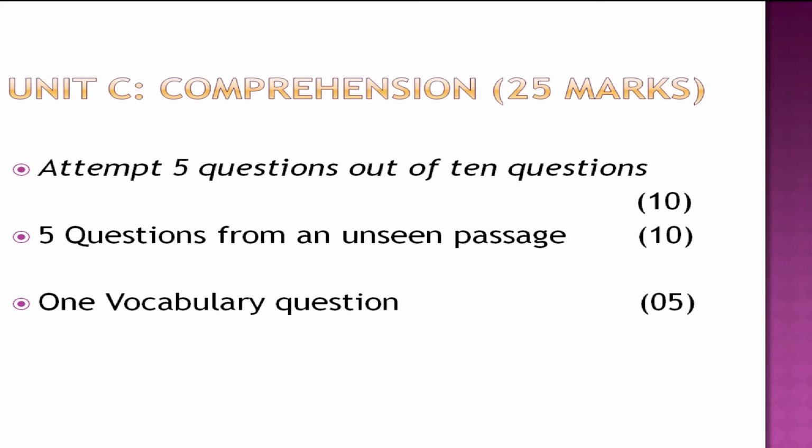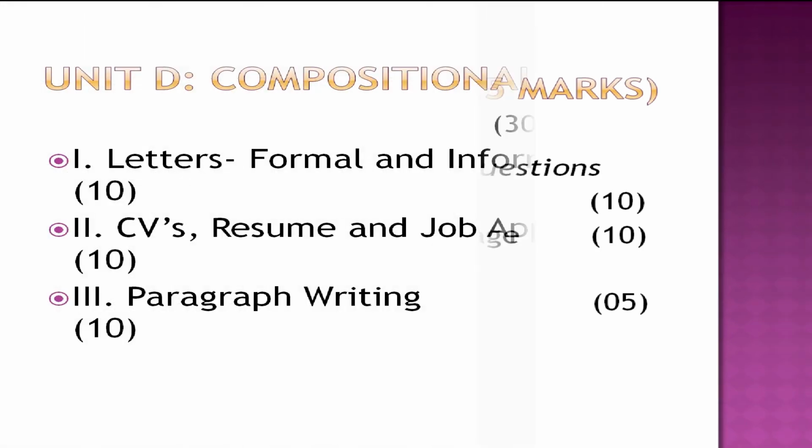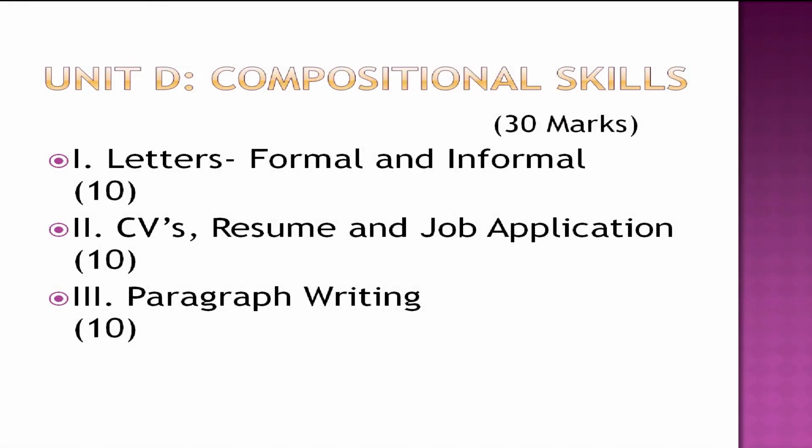Thus, these 5 questions carry 10 marks. In the next part of this unit, the candidates will be required to answer 5 questions from an unseen passage, and 1 vocabulary question of 10 words from the given passage will carry 5 marks. So these prescribed texts should be studied thoroughly to attempt all the questions properly from this section. Unit D, the last one, consists of Compositional Skills and it carries 30 marks. Letter writing, formal and informal both. CVs, resume and job application writing and paragraph writing are prescribed for your study to enhance compositional skills of the students.